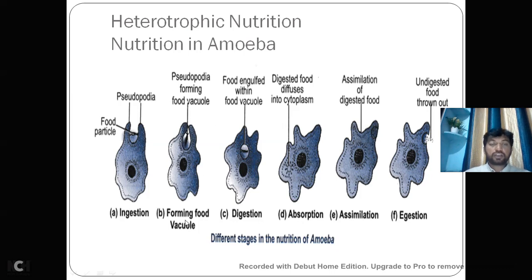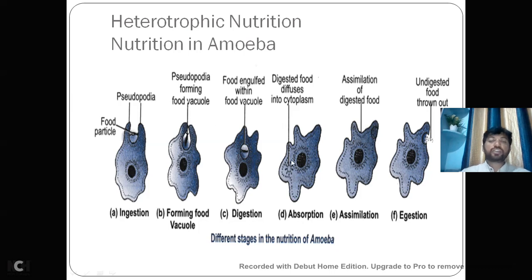A food vacuole has been created. After that it will be engulfed into the body, into the cytoplasm. This is called digestion, means the breakdown also takes place in the cytoplasm by the chemicals and enzymes which are released by the amoeba, right? That is nothing but the breakdown, digestion.